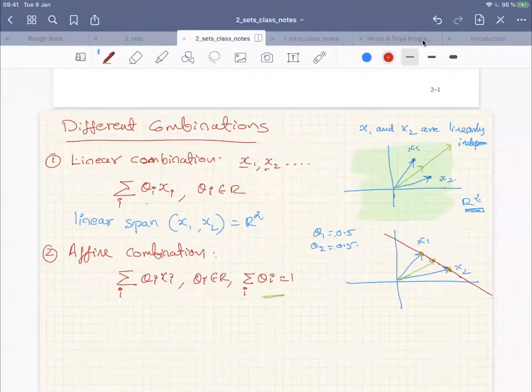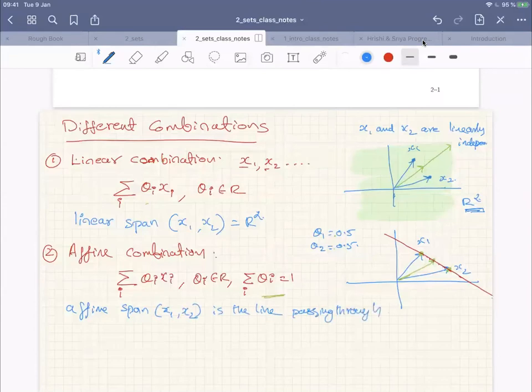Okay, so now we can say that the affine combination, or affine span, of the points x1 and x2 is the line passing through x1 and x2, right? So these are vectors actually.